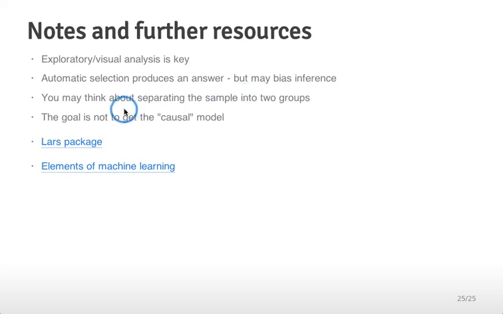and another subset of the data to do the inference. The goal here is not necessarily to get the causal model. So despite getting a specific model that's been calculated by an automated procedure, it's not necessarily the causal model. In other words, it might not necessarily be the exact correct model that should be used. It's just one estimate of a possible model that you could use. I've linked here to the LARS package, which does some more advanced feature selection for high-dimensional models like the lasso. And the Elements of Statistical Learning book actually has quite a bit on model selection and choosing variables to include in models, and it's very good and a good reference to check out.